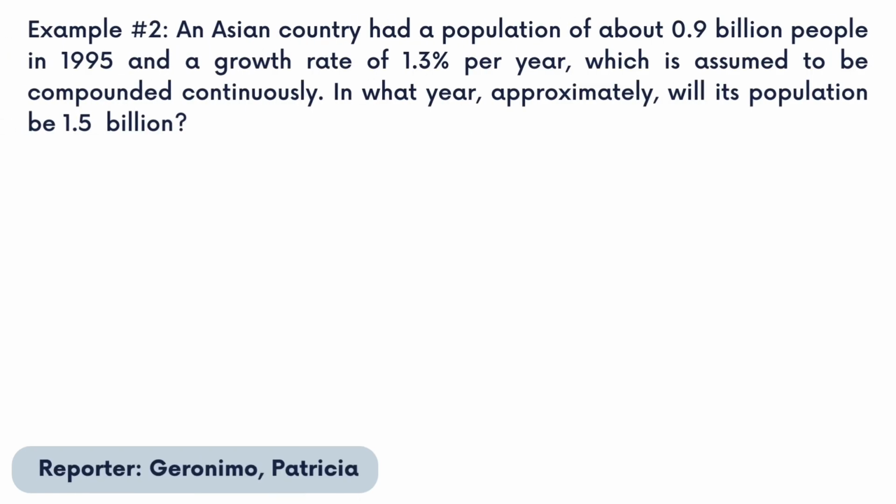Example 3.2. An Asian country had a population of about 0.9 billion people in 1995 and a growth rate of 1.3% per year, which is assumed to be compounded continuously. In what year, approximately, will its population be at 1.5 billion? So basically, we're looking for what year the population will be at 1.5 billion.